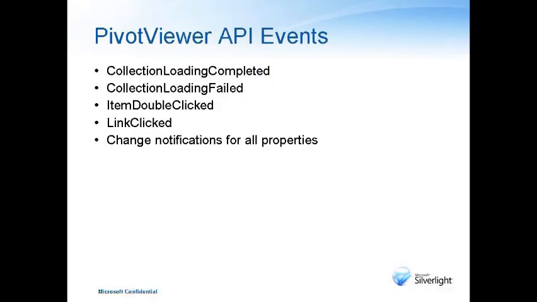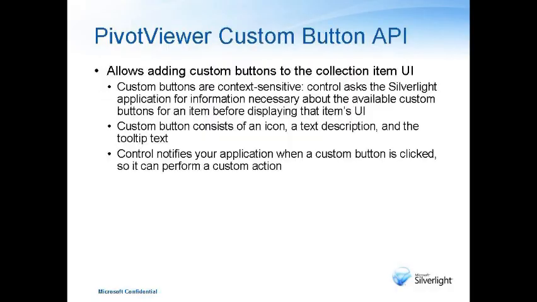Other events besides the change notifications, we tell you when a collection finishes loading or when it failed loading. We'll tell you when a user double clicks on an item or clicks on any of the links in the metadata. And then we have one extra part of the API, which allows you to add your own custom buttons. As you zoom in on an item, you'll be able to see buttons that do whatever you want to do with that item.